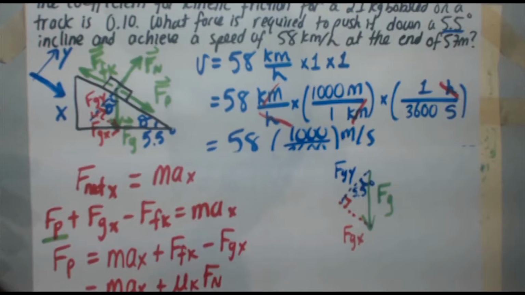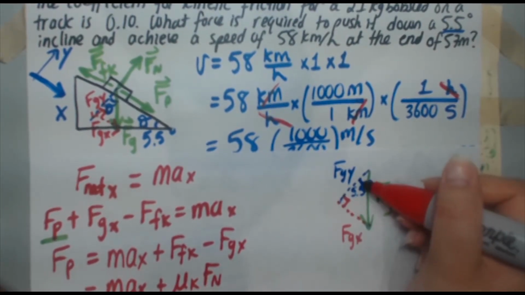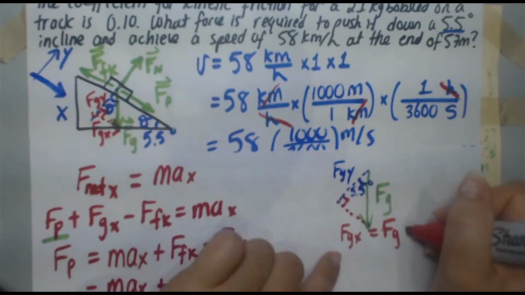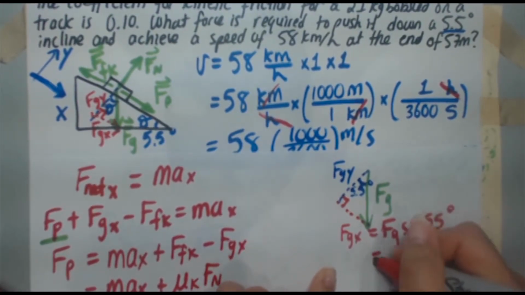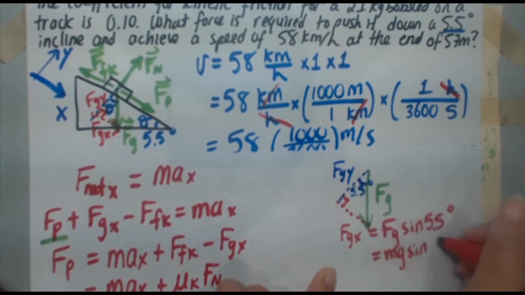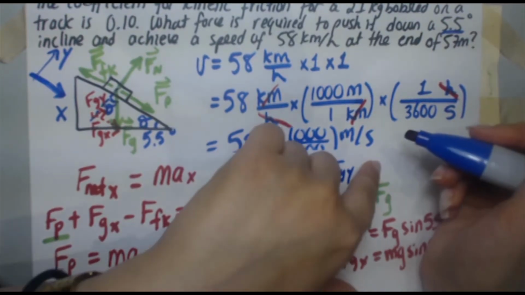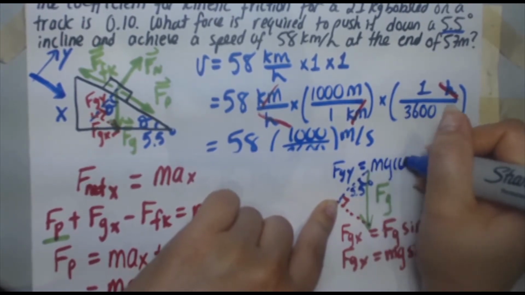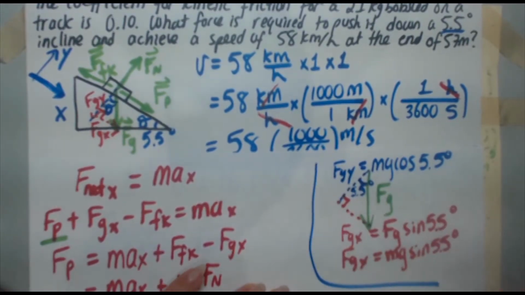Take a look. This really comes down to SOHCAHTOA. FGX is equal to the hypotenuse times the sine of this angle. The hypotenuse is FG, the sine of the angle, sine 5.5 degrees. FG is just mg, so mg sine 5.5 degrees. That's FGX. Similarly, FGY, it's adjacent to this angle, so it's equal to mg cosine 5.5 degrees. So that's just a bit of work on the side there.